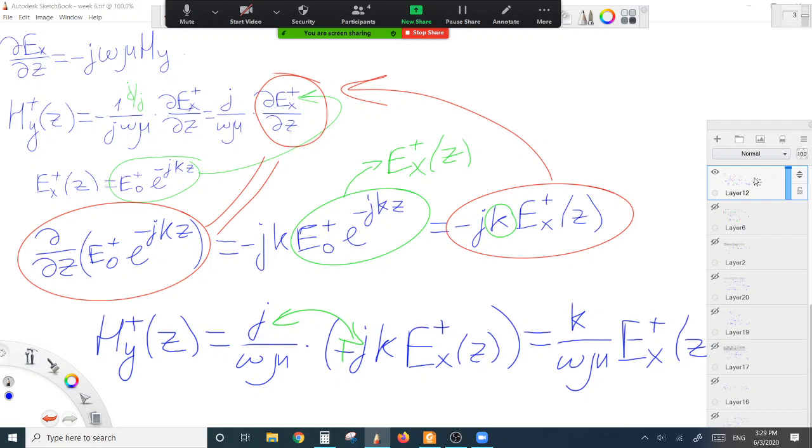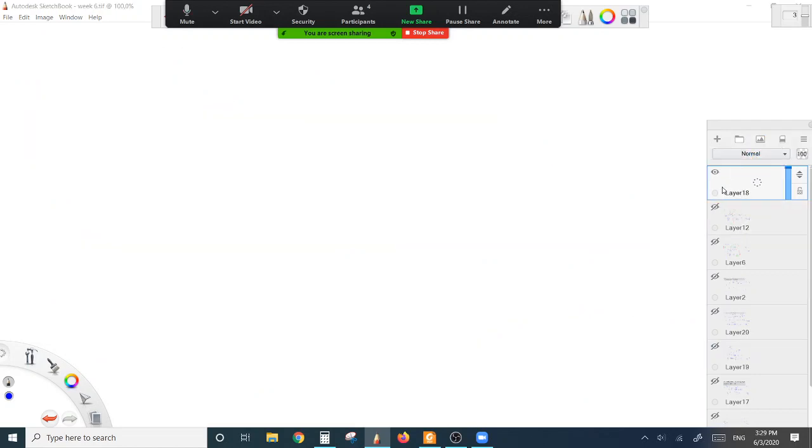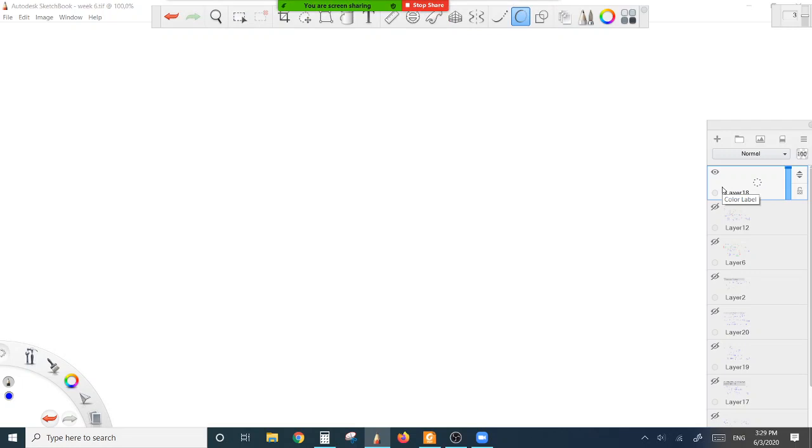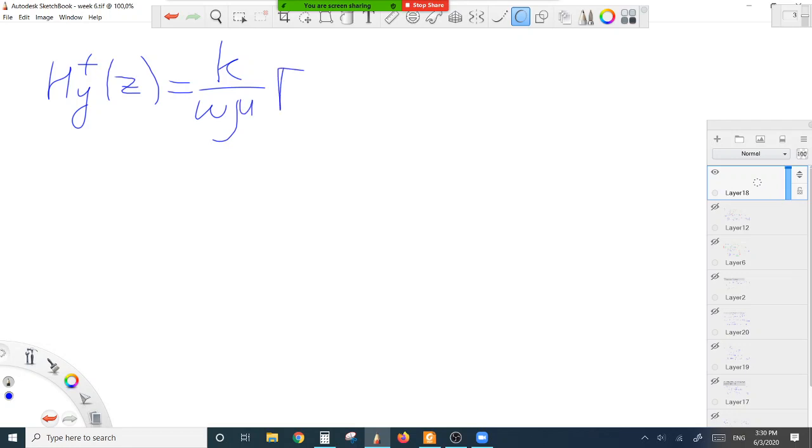And the final expression for the magnetic field intensity Hy is equal to k over omega mu Ex plus, and the unit of measurement is ampere per meter.